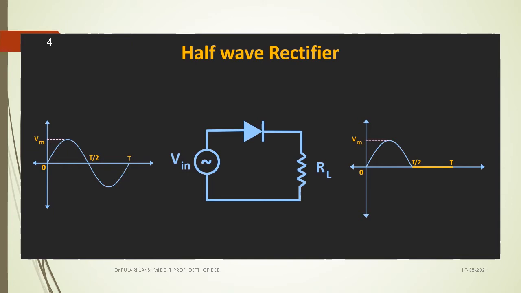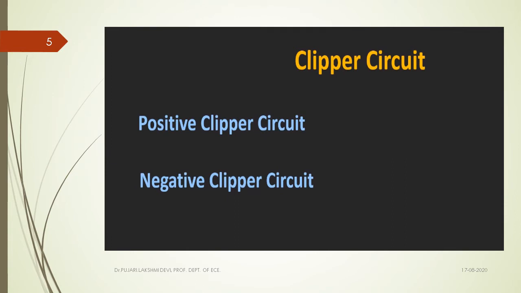In this way, whenever the next half cycle starts, the same operation continues. The next positive half cycle repeats here, and then the negative half cycle appears to be 0. So this is the operation of a half wave rectifier as a clipper, used for clipping the negative half cycle. Basically, clipper circuits are of two types: positive clipper and negative clipper. The positive clipper clips the positive half cycle, and the negative clipper clips the negative half cycle.